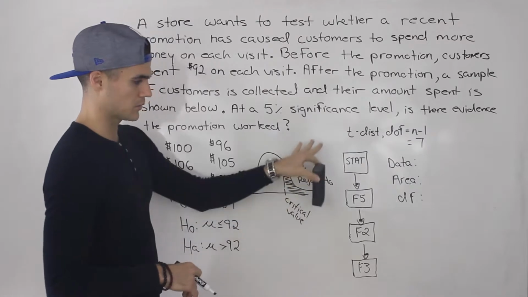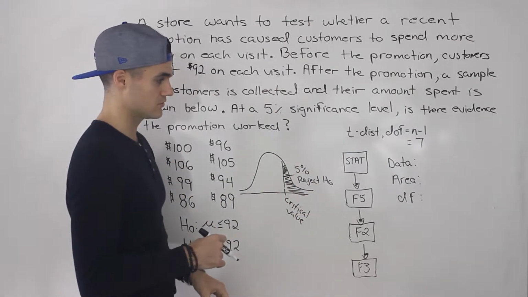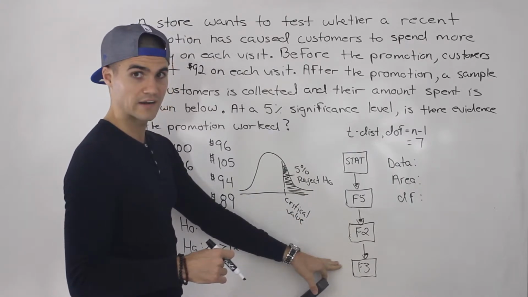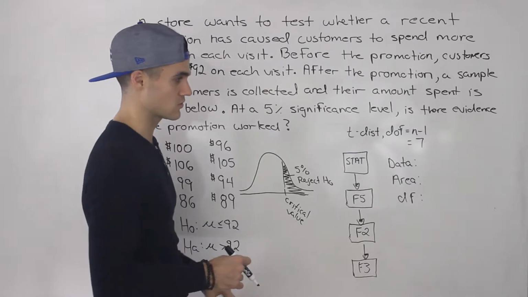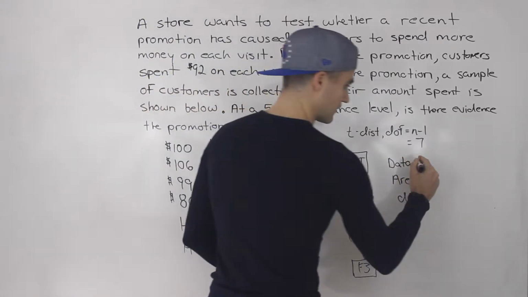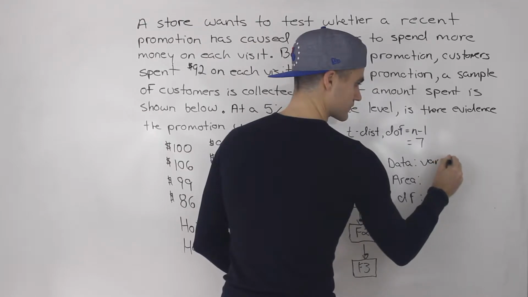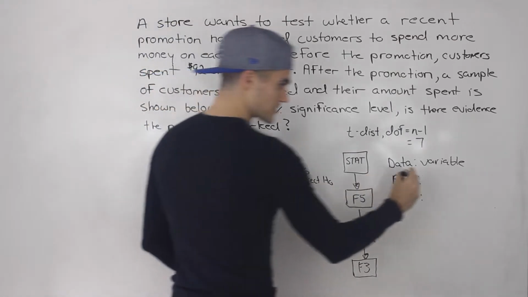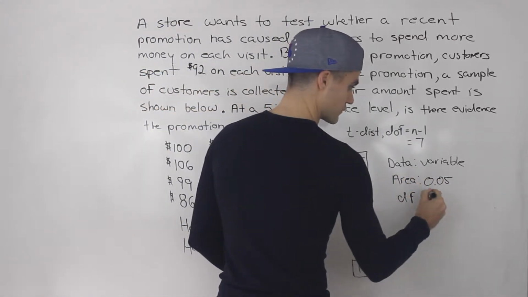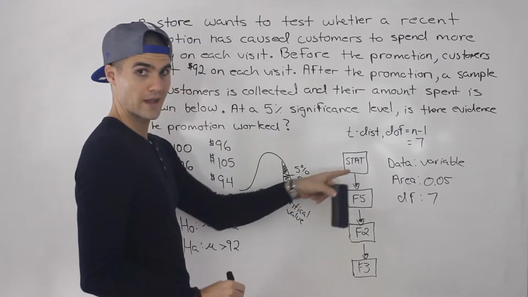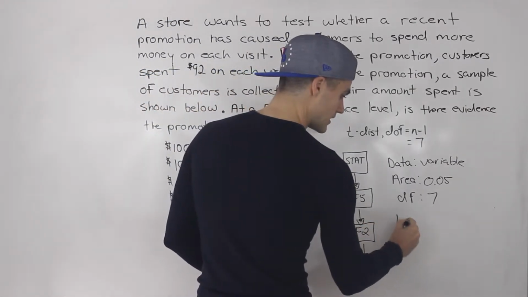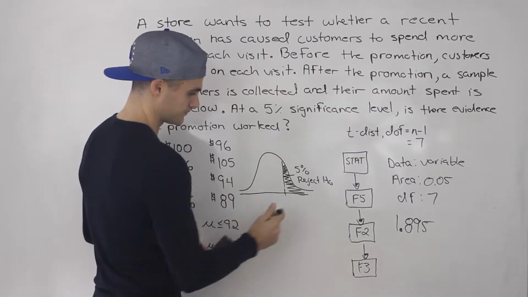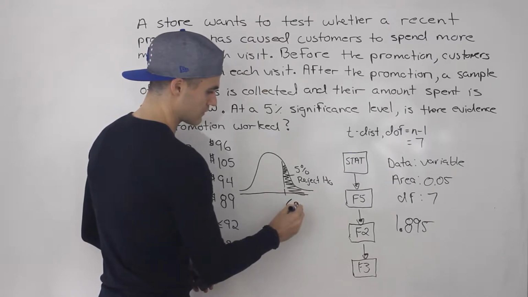And to get that critical value, I'm going to use the calculator. You could also look it up in the t table. So we go stat F5 for distribution, t distribution, and we're finding the inverse of t. We're finding a t-score. So data, you would input variable over here. This area, it's always the right-tailed area, so notice it's 5%, so this would be 0.05. Degrees of freedom is 7. And when you execute that, you would end up getting 1.895. So that critical value is 1.895.